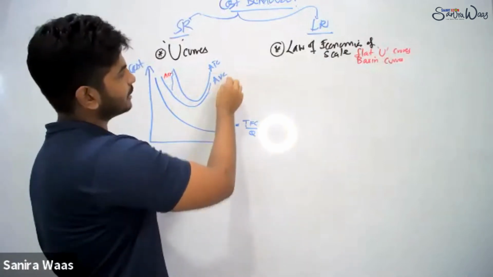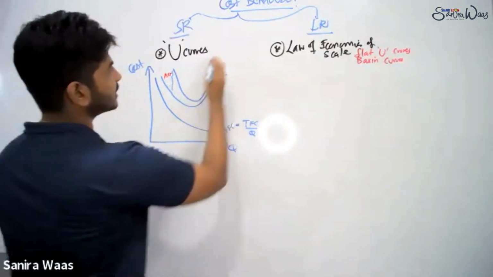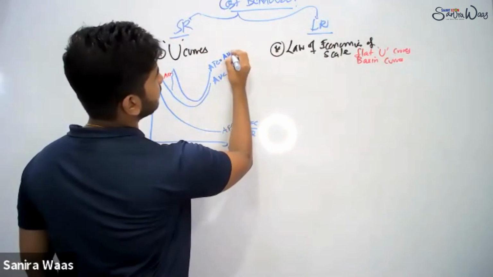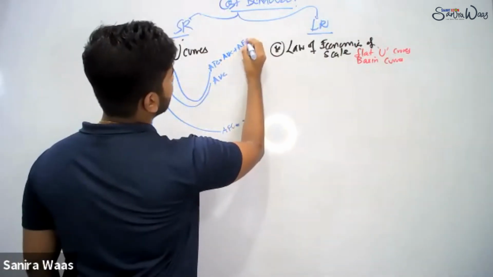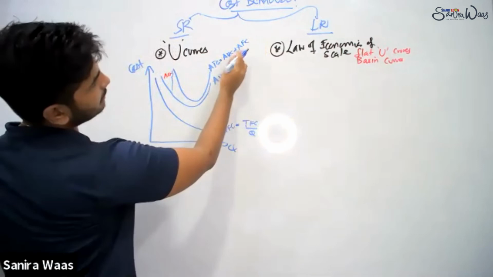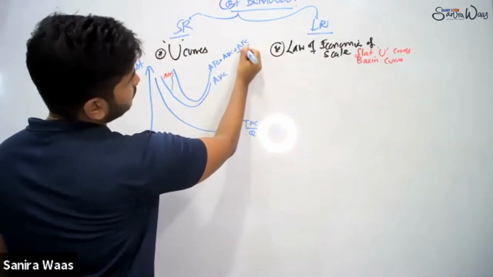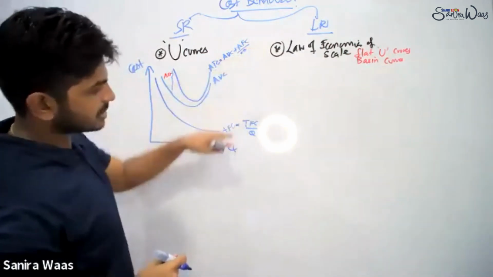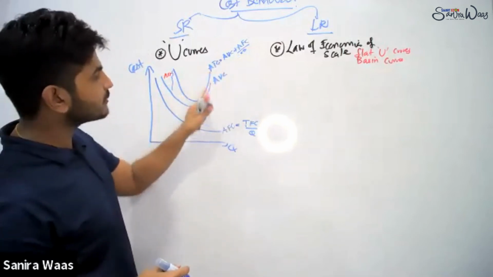What does intersect mean? This ideally has to be zero because ATC equals AVC plus AFC. So if they are equal, this has to be zero. Right? This has to be zero. So it never becomes zero. Due to that, they never touch.